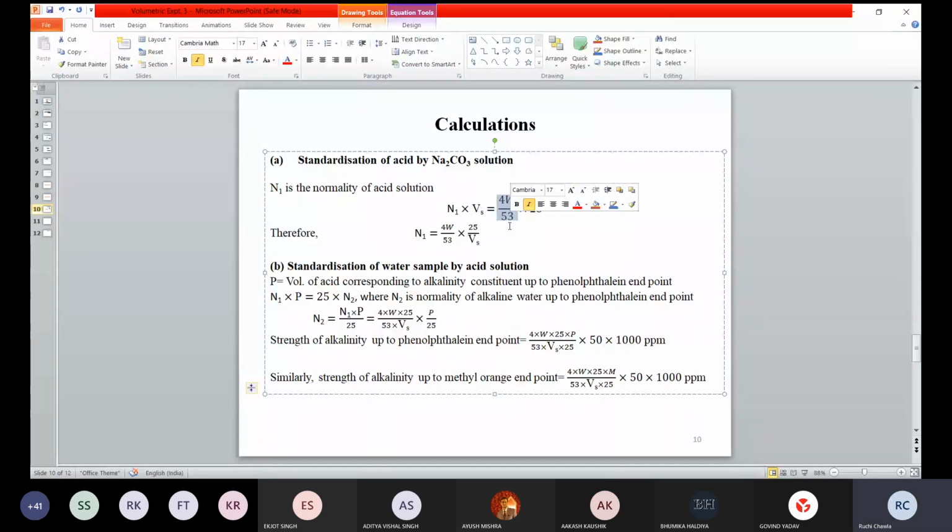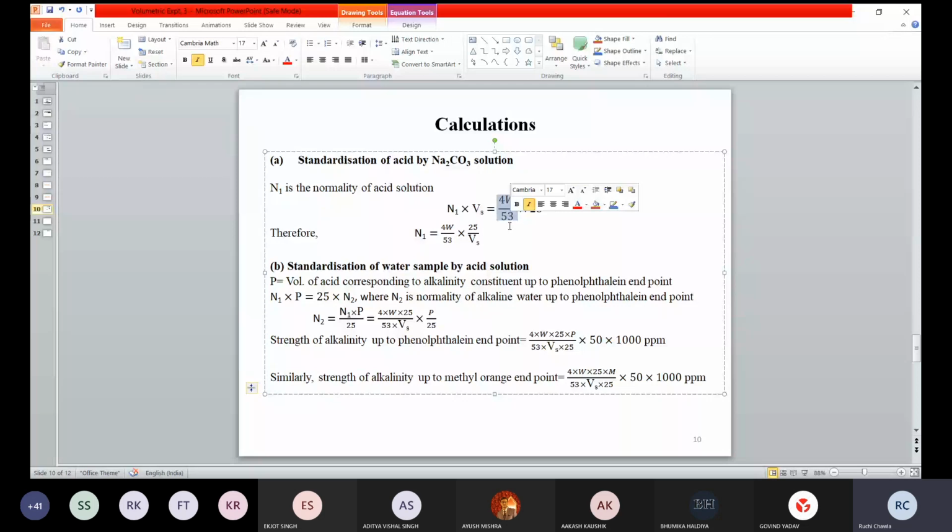W is the mass of sodium carbonate that you have obtained from subtracting W3 from W2. W is W2 minus W3. And volume, as you have said, is a volumetric flask of 250 ml. So in place of volume, you will write 250 upon 1000 for the conversion of ml into liters. And 53 is the equivalent mass of sodium carbonate. When you substitute these values in the normality formula, you will get this term. Then you can calculate the normality in terms of W and Vs.